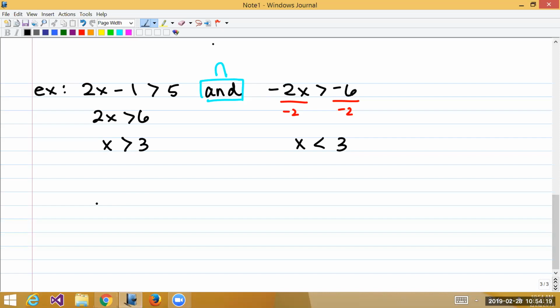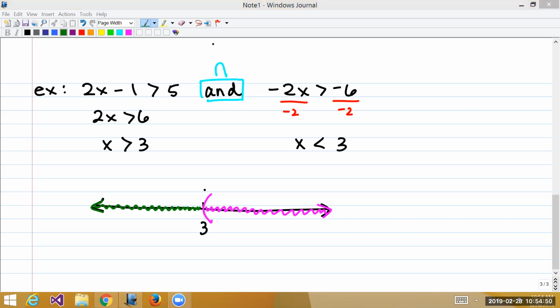Let's go ahead and draw our number line. Now 3 is here. So for this first one, I want every number greater than 3. So that will be to the right of 3. And I'll put parentheses because the 3 is not included. Now, let me use a different color because here we're looking for an overlap. I want every number less than 3. So that'll be everything to the left of 3 and parentheses.